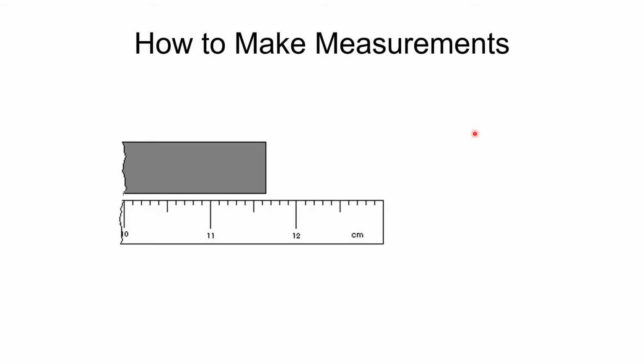So when we're making measurements, we want to make sure that we write down everything that's meaningful. So for example, we're going to say, how long is this particular object? Right? So how long is this object? Now we're going to assume that the end of the object is lined up with 0. We can't tell that for sure, but we're going to assume that it's lined up with the 0.